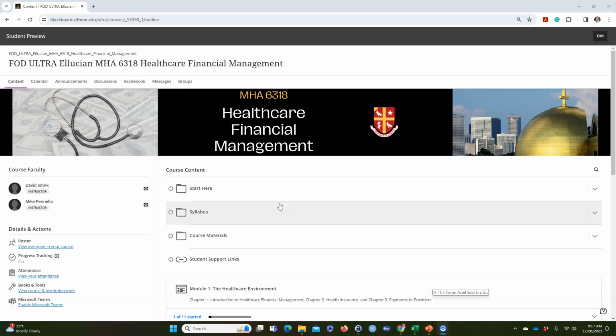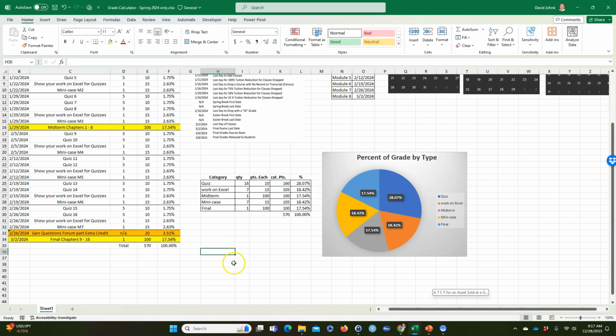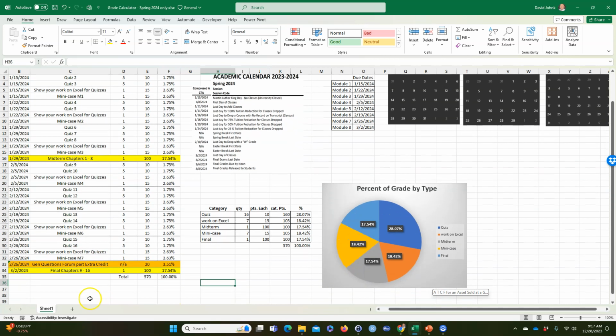Okay, so our mini cases in this class, if you look, they're worth 18% of your grade. You can see that we have a mini case in each module. So I'm going to show you how to go about solving a mini case on Excel and what the expectations are for what you should be turning in.